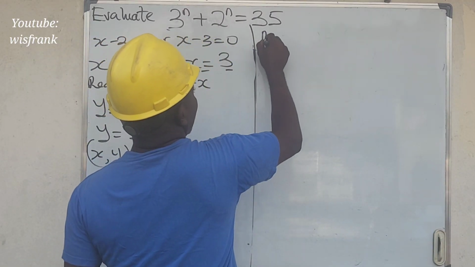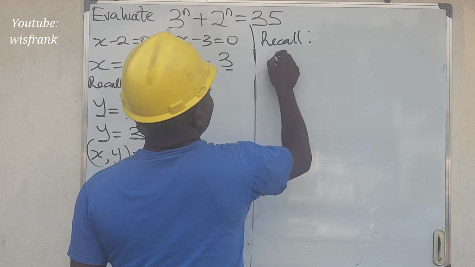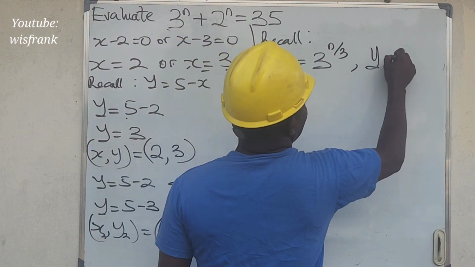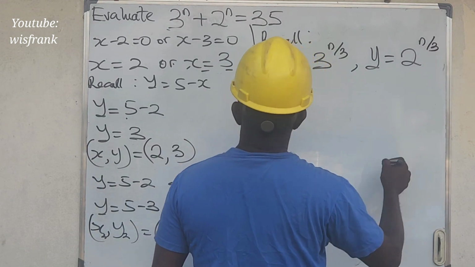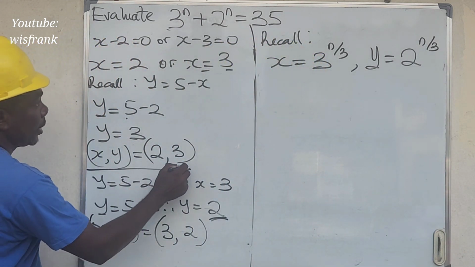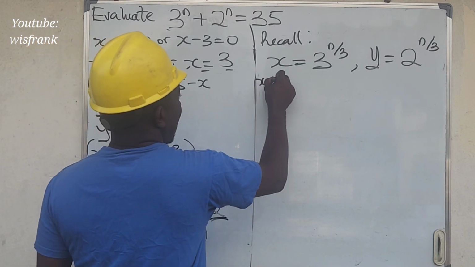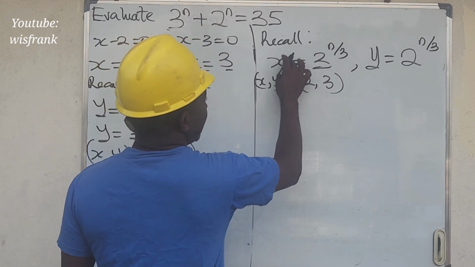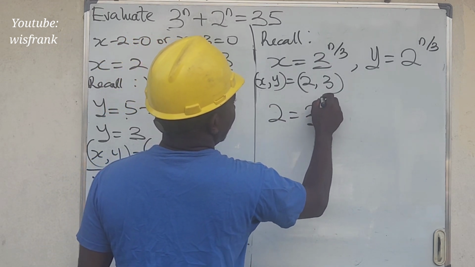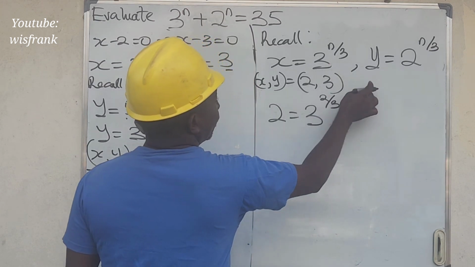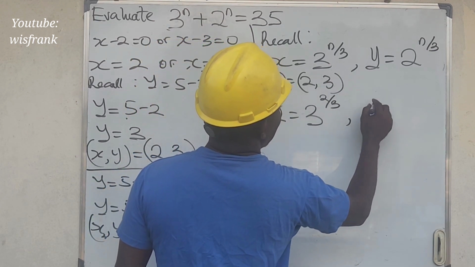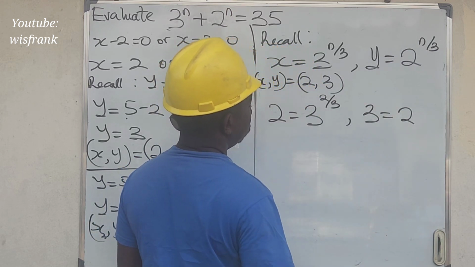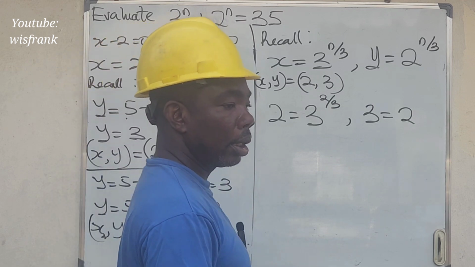So we recall from our first calculation, we have the value of x equals 3 to the power of n all over 3, and we also have the value of y equals 2 to the power of n all over 3. Then we take, for the first one, x and y equal to 2 and 3. So for the value of x, our x here is 2, which equals 3 to the power of n all over 3. And for the value of y, our y is 3, which equals 2 to the power of n.